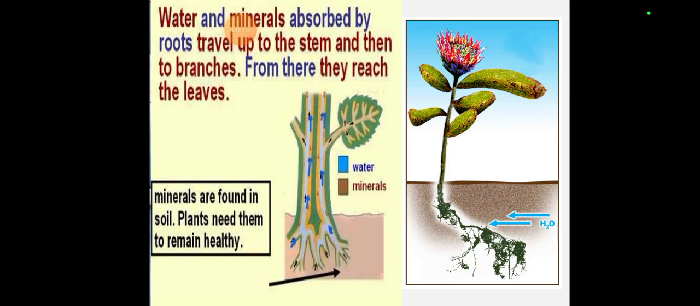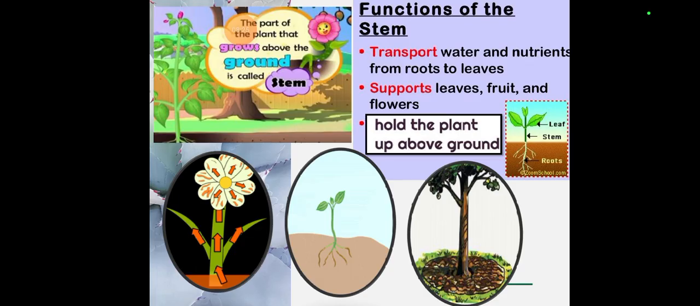Minerals are found in the soil. Plants need them to remain healthy. Water and minerals, these two things are very necessary for plants. Decomposers give minerals, but water we have to give.